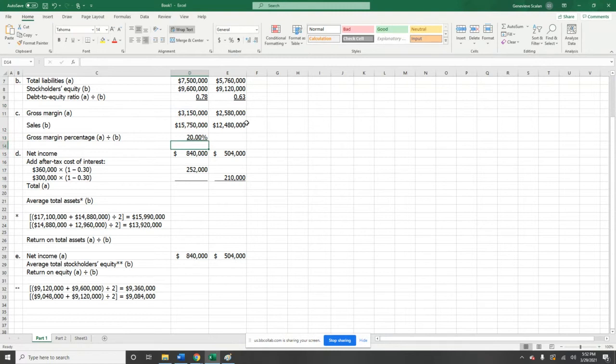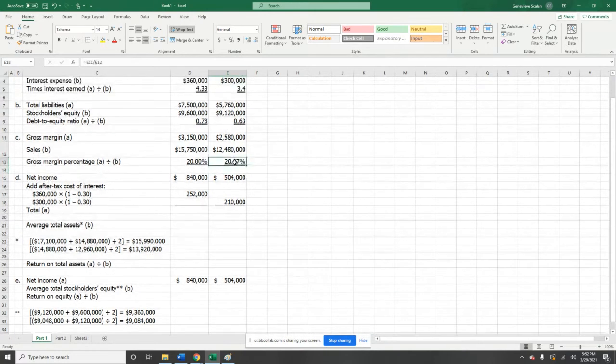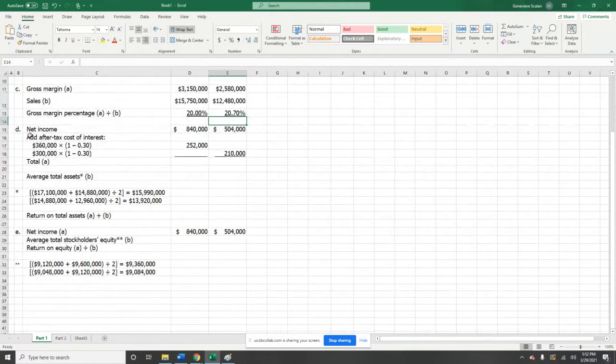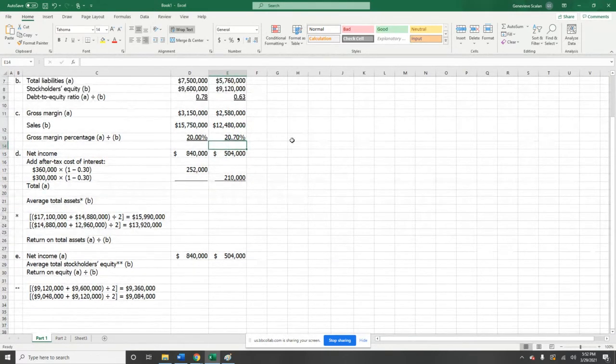So that's equal to gross margin divided by sales, which is 20%. And this one is equal to gross margin divided by sales. So that's 20 2/3%, 20.7%. All right. So that's the next one.